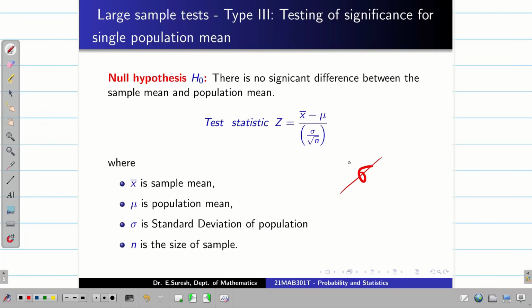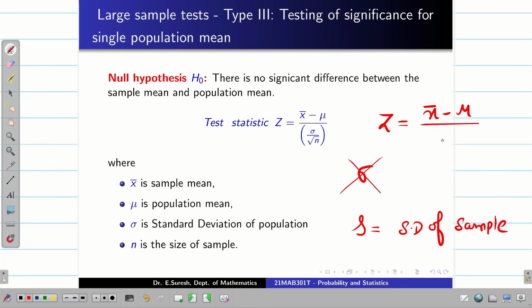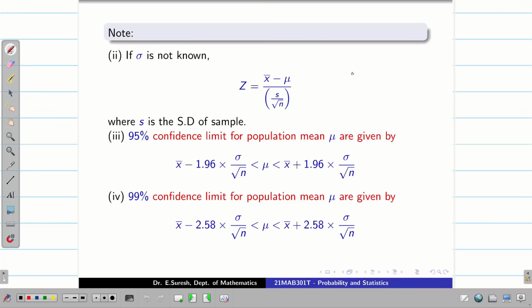Sometimes sigma will not be given in the question. Instead of sigma, small s, the standard deviation of the sample, will be given. We can use that. In that situation, my formula is z is equal to x bar minus mu divided by s by root n. Sometimes in the question, they will tell you to find confidence limit or confidence interval.